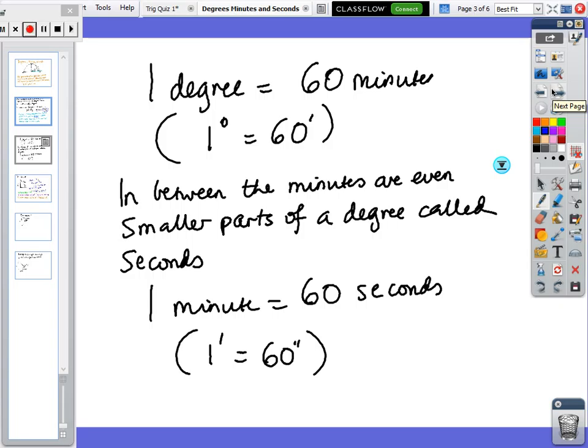If you have 1 degree, you have 60 minutes, and that symbol there is degree, and a single stroke means a minute. So 1 degree equals 60 minutes. But in between the minutes, even though you can't see them on a protractor, there are even smaller parts, and these are called seconds. And luckily enough, it's like time: 1 minute equals 60 seconds. So the symbol for minutes is 1 stroke, and the symbol for seconds is 2 strokes. They're really, really small bits. So copy that page, and when you're ready, come to the next slide.